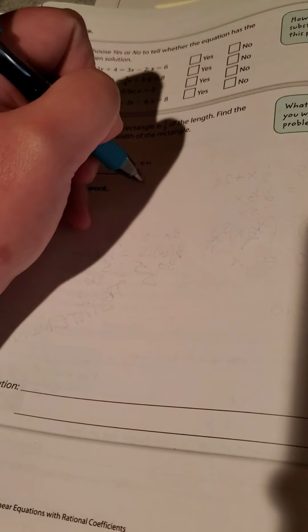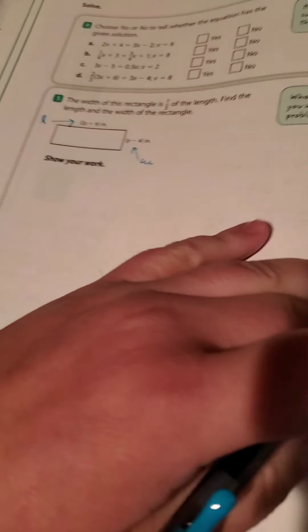The question states, the width of this rectangle is 1/3 of the length. Find the length and the width of the rectangle. This here is the length, and this is the width. Okay? The width of this rectangle is 1/3 of the length.